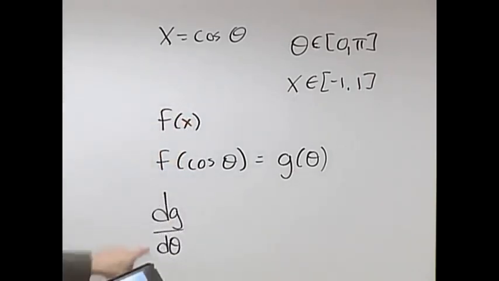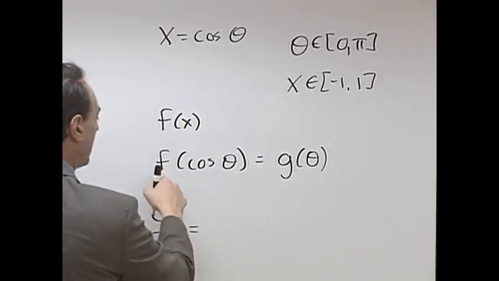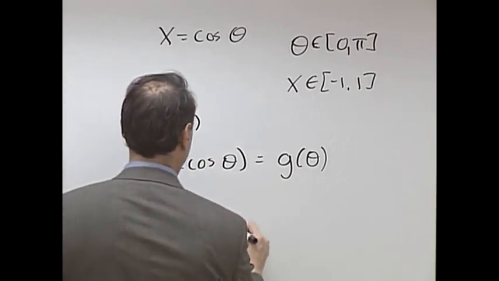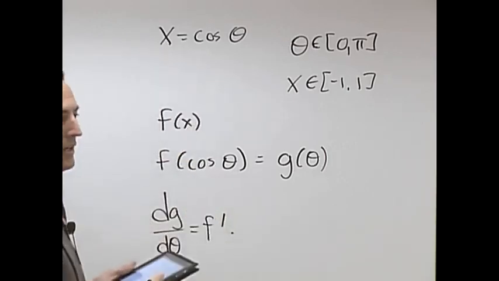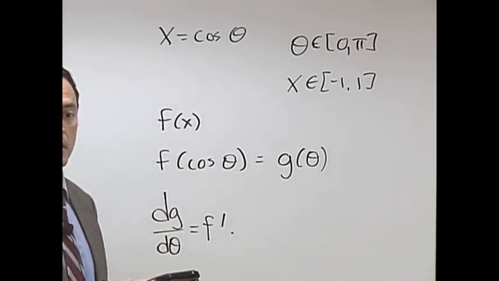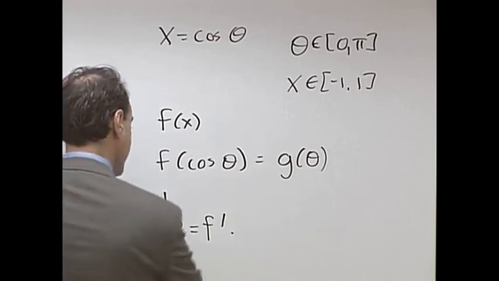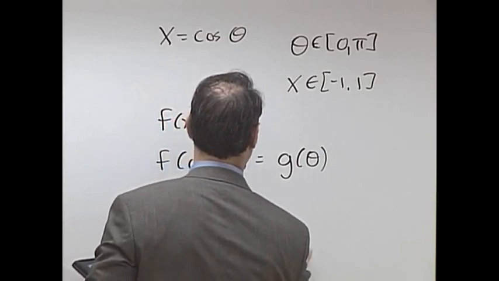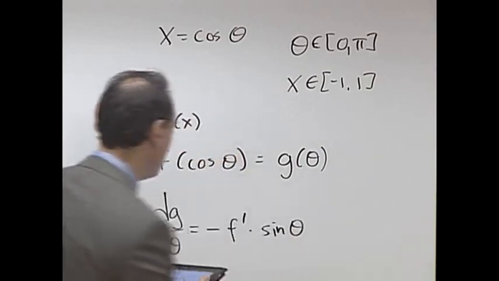Okay? So take the derivative of this thing. Well, if you're taking the theta derivative, here's how the chain rule is going to work. It's taking f prime times what's inside. Derivative of cosine theta is negative sine theta, right? So you get negative f prime times sine theta.